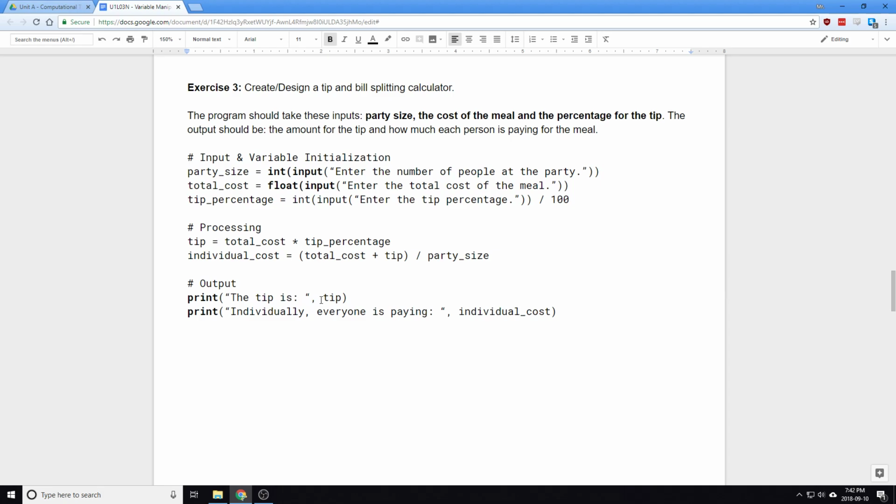And make sure that if you have multiple parameters within your print statement, you separate them by the use of a comma. This was our meal split program.